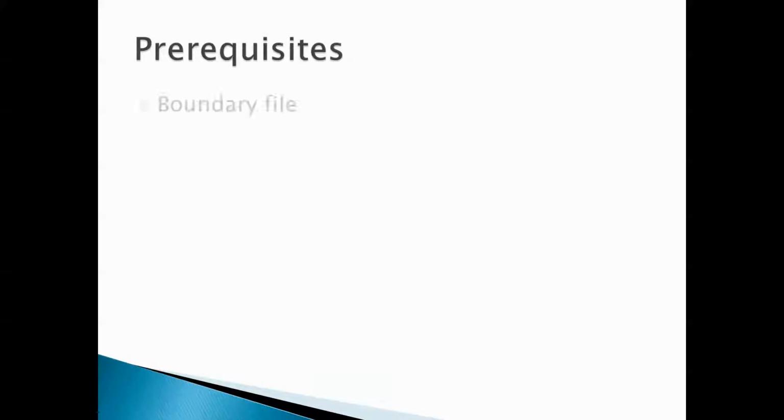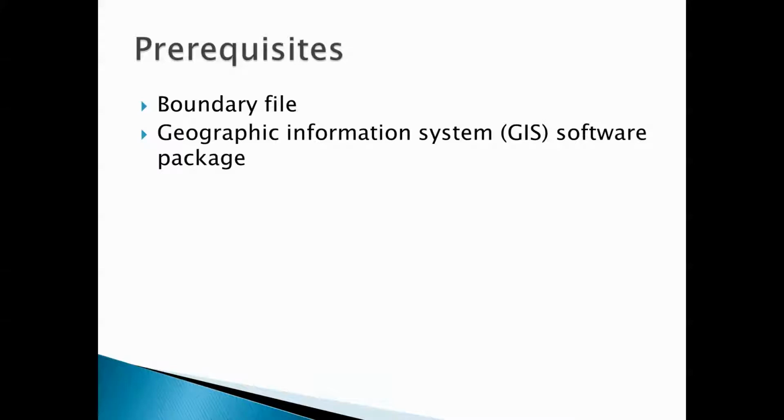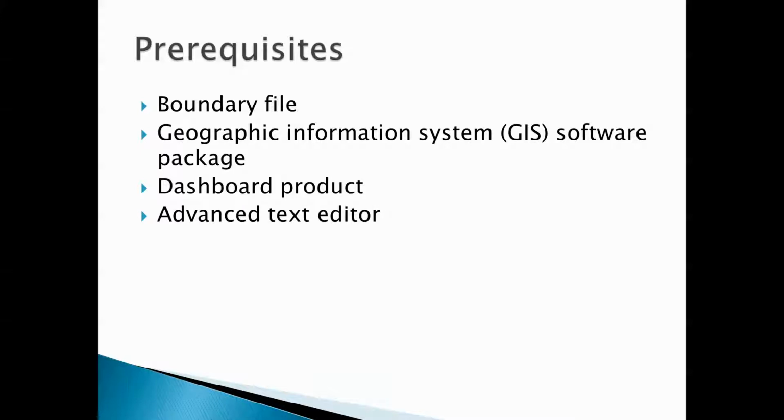To make this all work, you will need a few things. You'll need a boundary file. You will need a geographic information system, a GIS software package. You will need a dashboard product. You will need an advanced text editor, and we did specify advanced because the built-in Windows text editor, which is Notepad, will not work for what we're going to be going through today. In our particular case, this process requires the use of a conversion script as well.